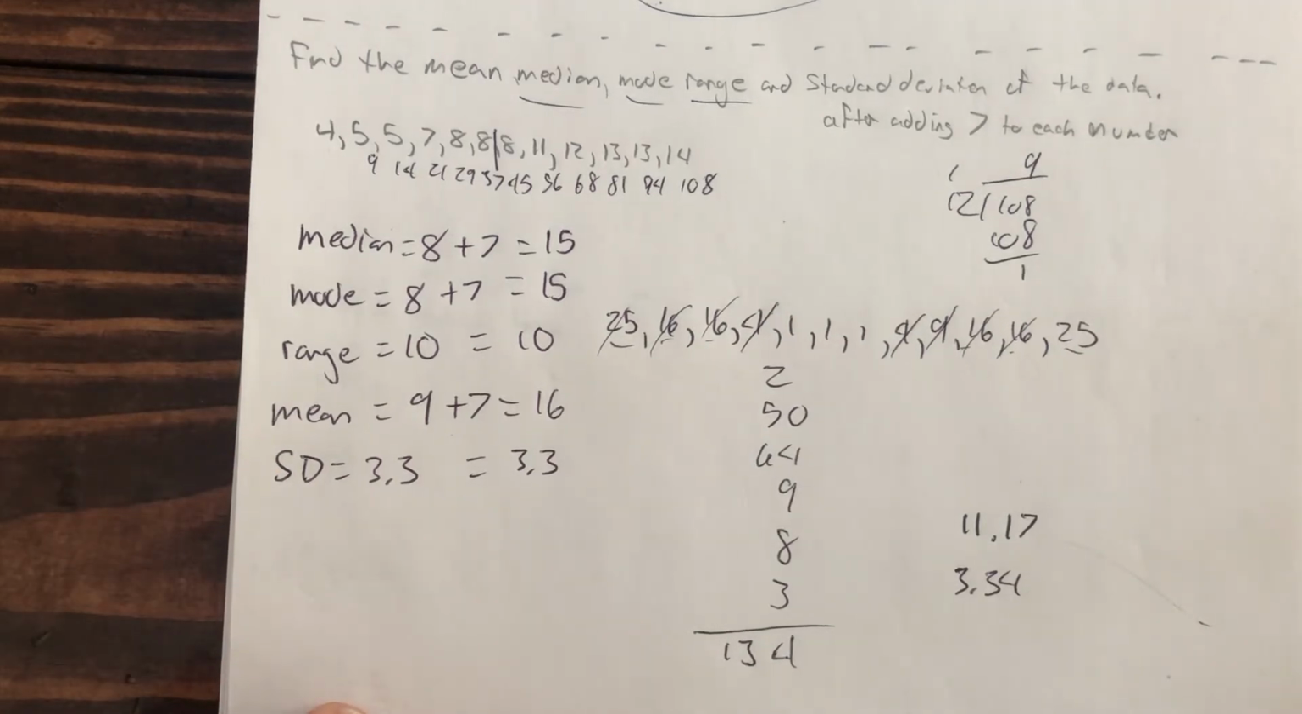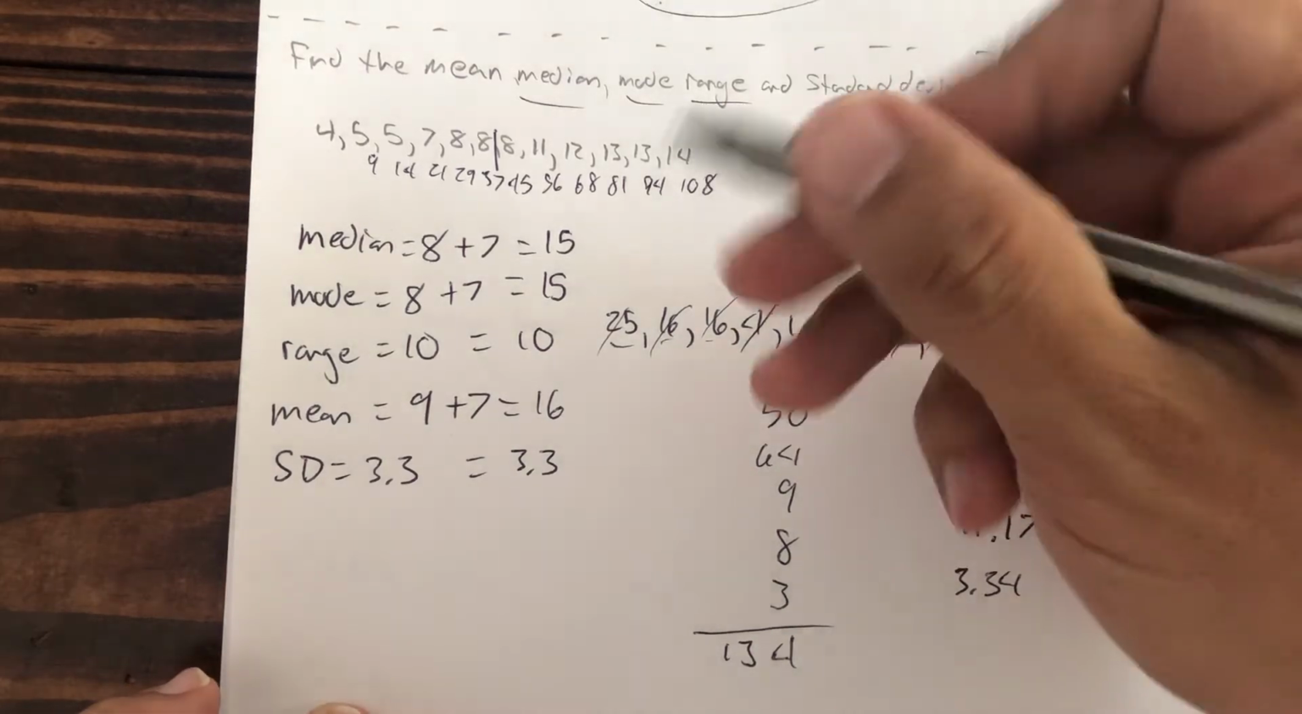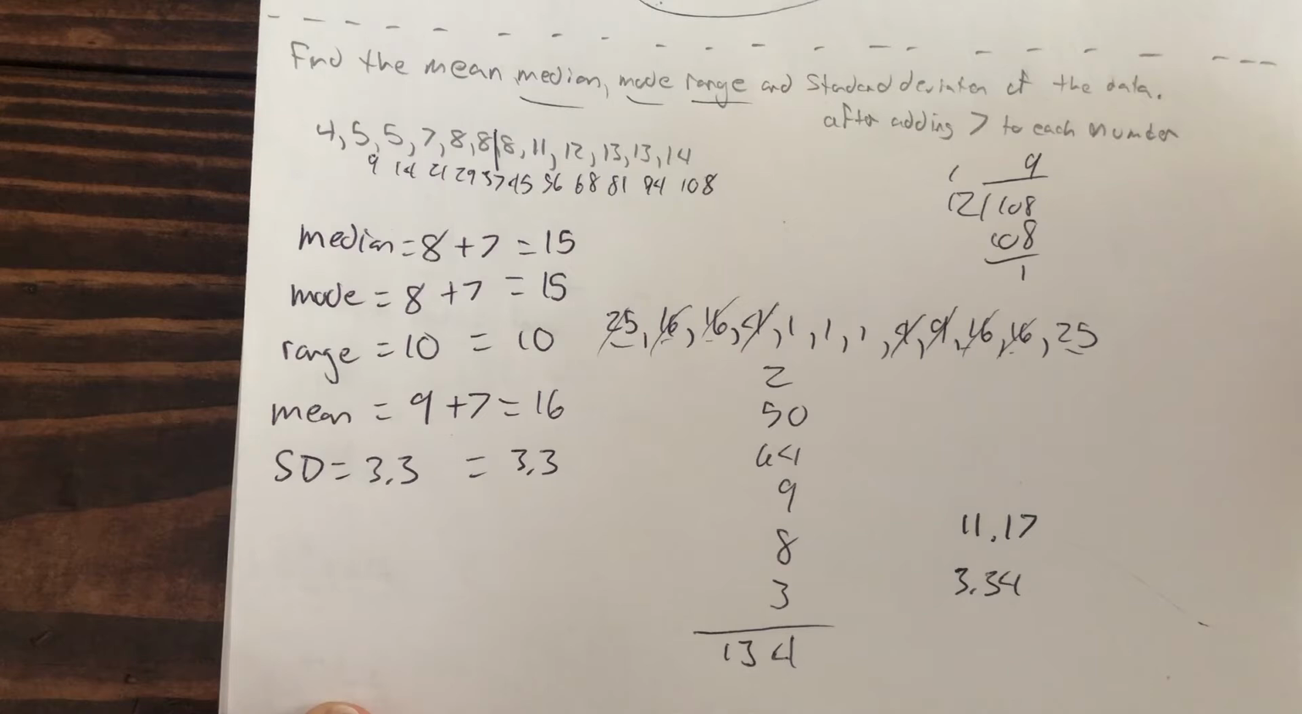Now, if it says multiply something by 3, then it would affect every single one. So you can find the mean, median, mode, and range, and then just multiply every single answer by 3, and that will be your answer.